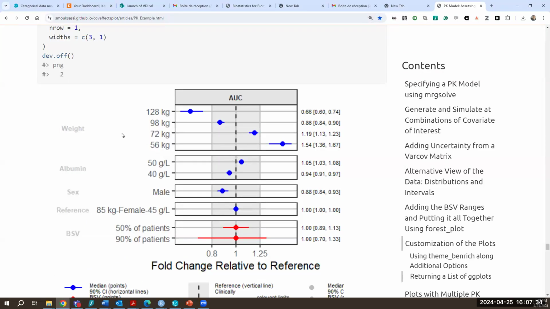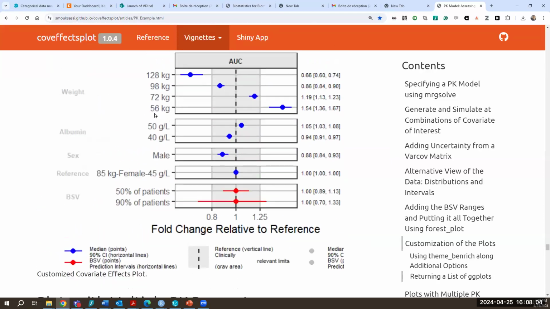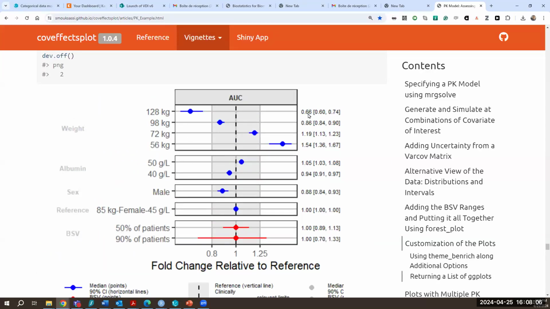So we have a model, we have a weight effect, albumin effect, sex effect. And also I'm showing the BSV. So that's a simulated example, of course. But the reason I'm showing my BSV is, do you see my screen? Yes. So here, for example, we clearly see that weight is the largest effect. So for a person with 128 kilo, we are really at 0.66.